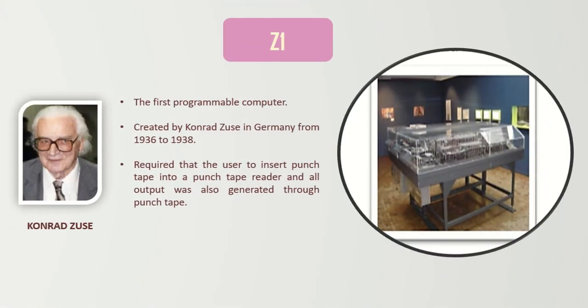So next, it was the Z1. For your information, it was the first programmable computer that was created by Konrad Zuse in Germany from 1936 to 1938. If you ever wonder how this Z1 worked, it actually required the user to insert a punch tape into a punch reader, and all output was also generated through a punch tape. The picture on the right side was an example of the Z1 model.